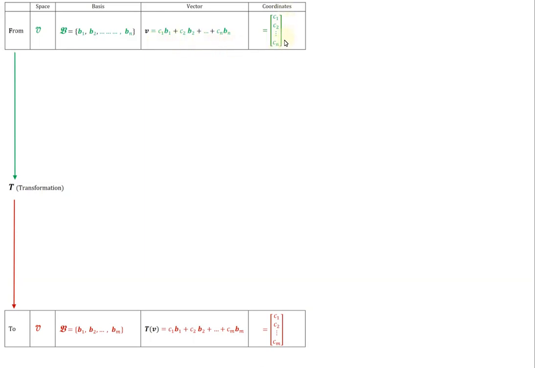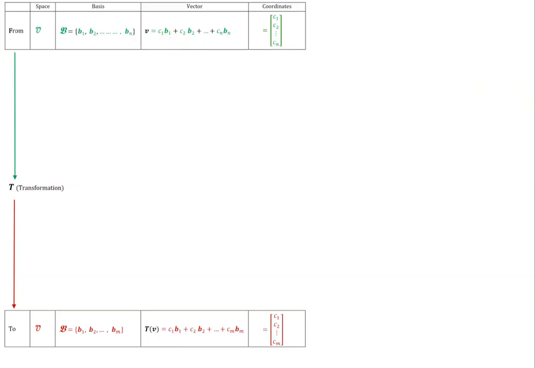So this column vector of the coordinates means exactly the same. It means that vector v might be presented as a linear combination of the basis vectors b1, b2, up to bn with specific weights c1, c2, up to cn.